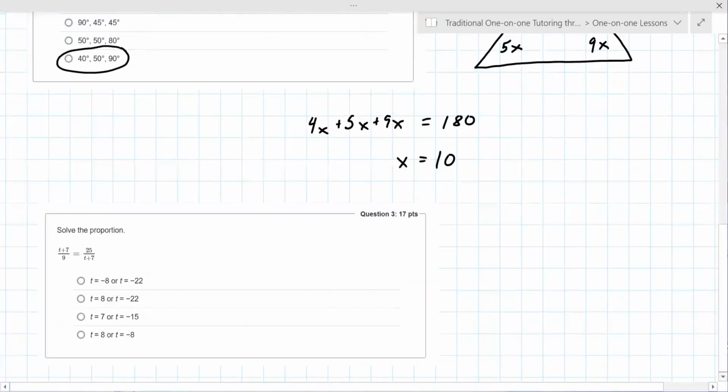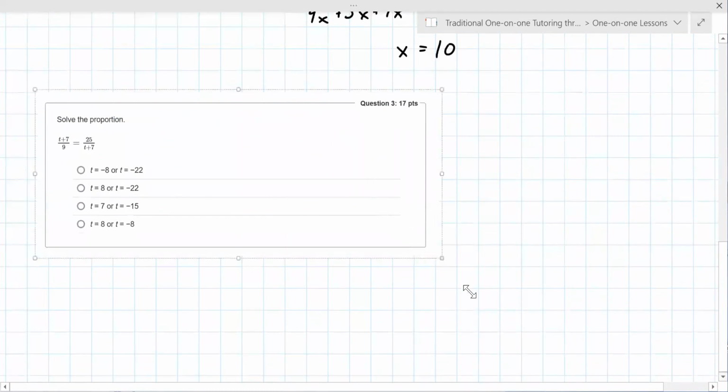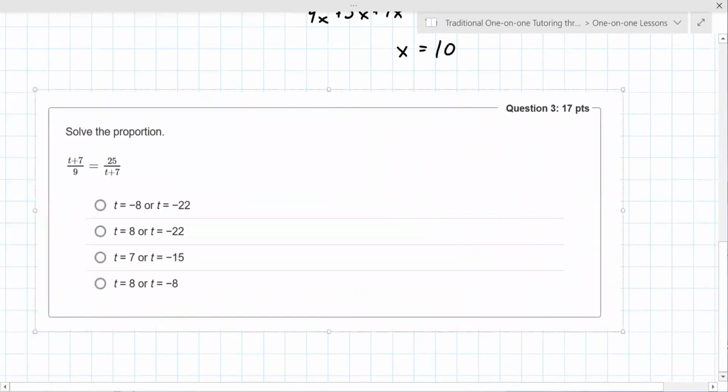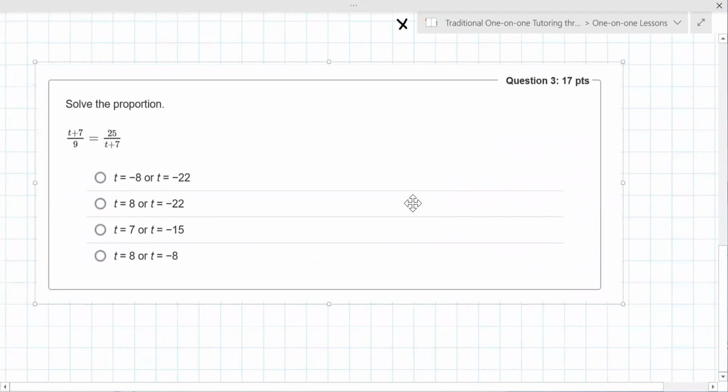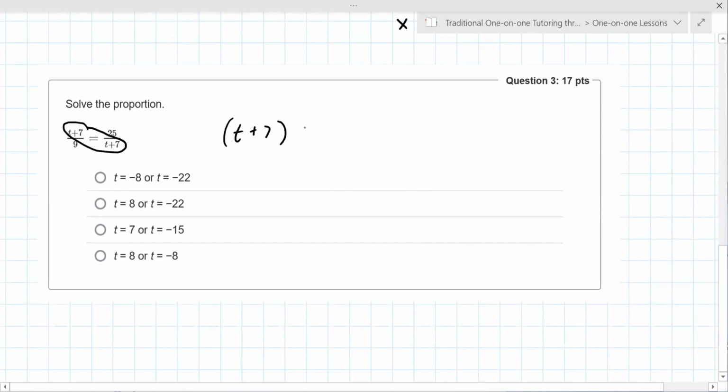All right, so here's your next problem. It says to solve this proportion. You cross multiply, or diagonally multiply. So you have t plus 7 times t plus 7 equals, and then you go the other way, 9 times 25. So on the left we're going to call this t plus 7 squared because there's 2 of them. We're not going to FOIL. Now, what is 9 times 25?